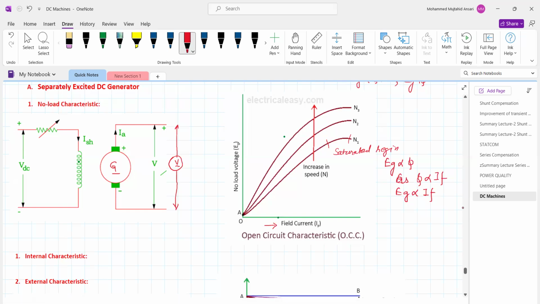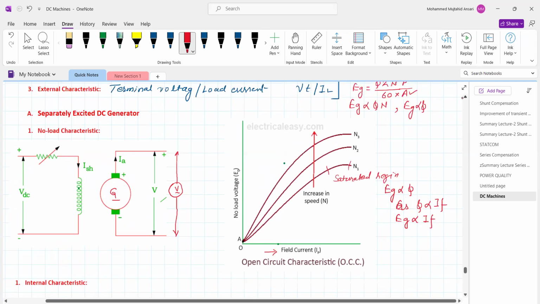Now, in this case, if you increase the speed from N1 to N2, the terminal voltage will be more, means the EMF generated will be more, because EMF generated is directly proportional to the flux and speed. As long as the flux is constant, the EMF generated is directly proportional to the speed. So this is the separately excited DC generator.